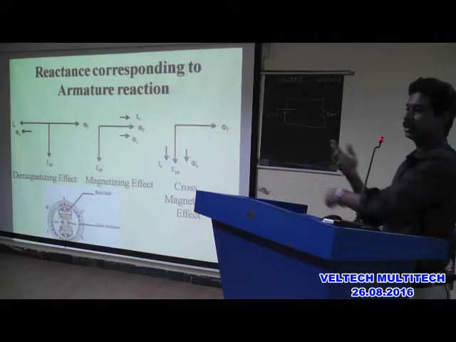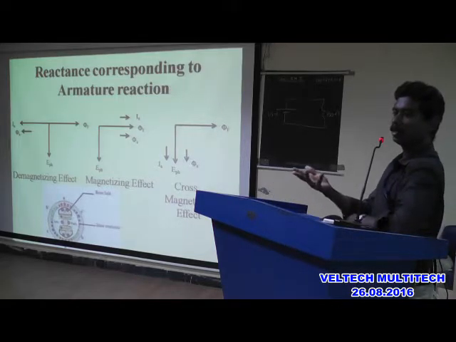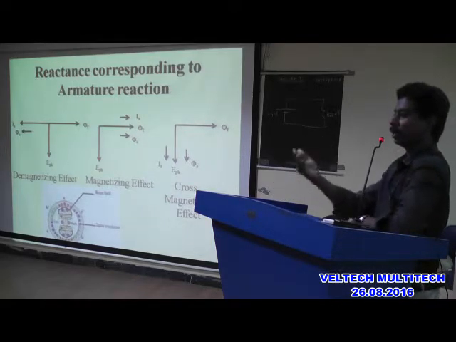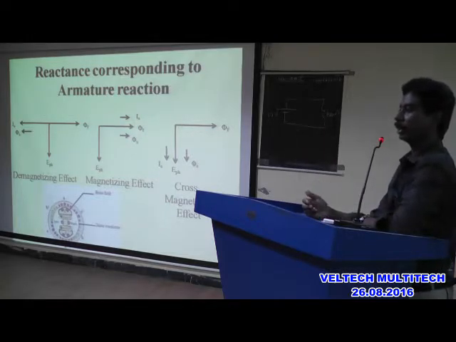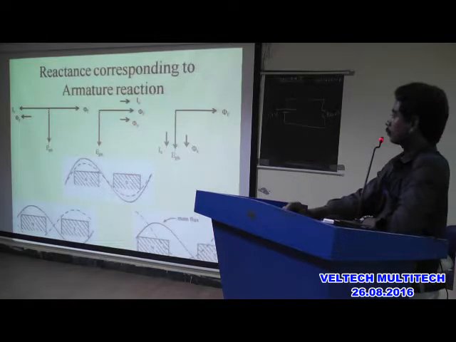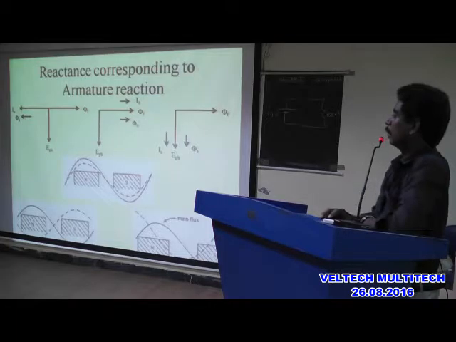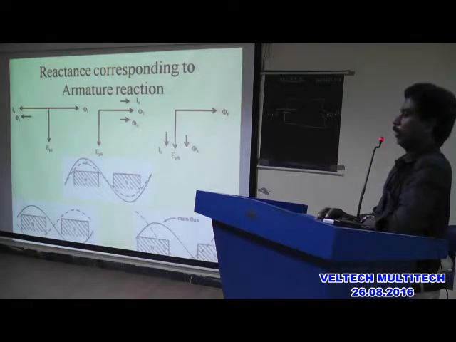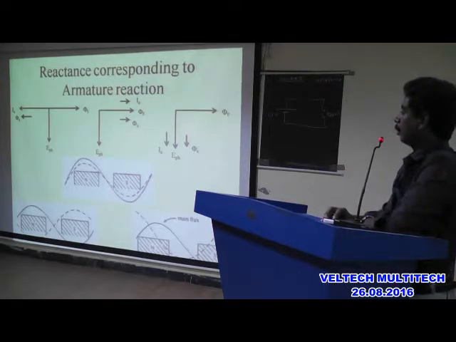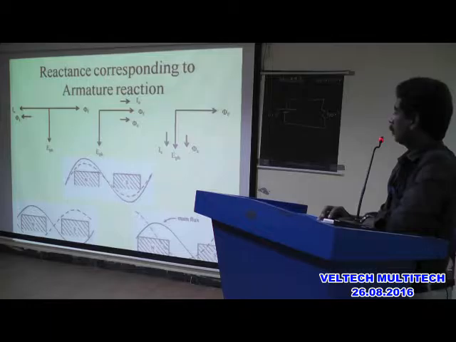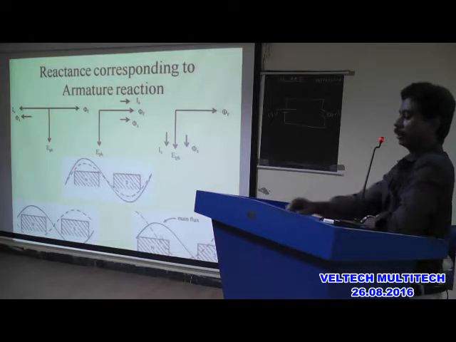So armature reaction reactance is the imaginary reactance. You cannot measure it, whereas the armature resistance drop and leakage reactance drop you can measure. Then this is the effect. Here the armature flux always supports the main flux. Normally the armature flux magnitude is less than the main flux magnitude. So this is the magnetizing effect in case of capacitive load. This is the demagnetizing effect. Here a portion of the time it assists, a portion of the time it opposes. So this is called cross magnetizing effect.